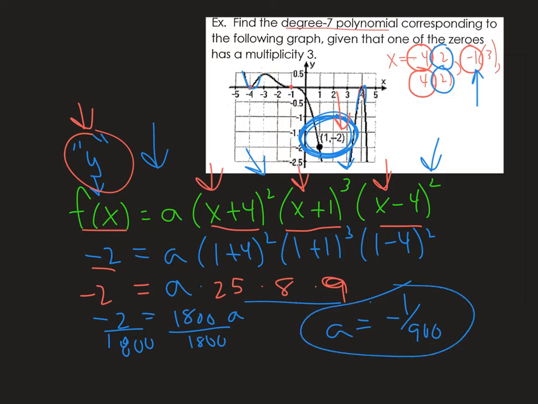So what do we do with all that? Well, we wanted to write this in factored form. All we needed was our a value, and all the rest of the players stay. So let's write a final answer.